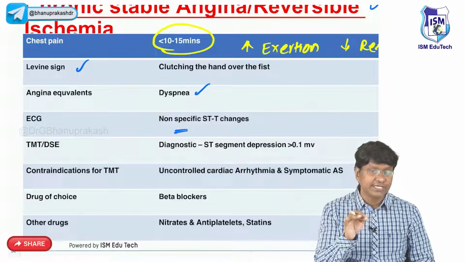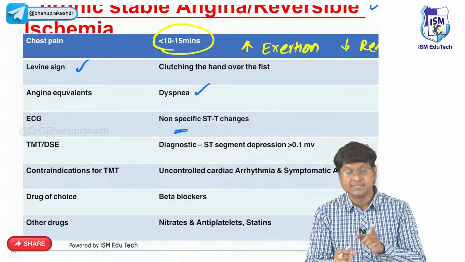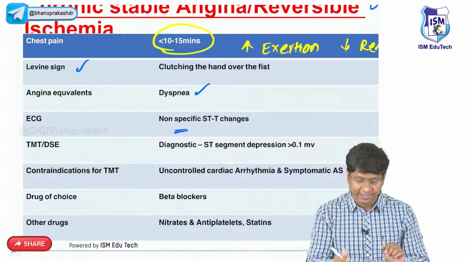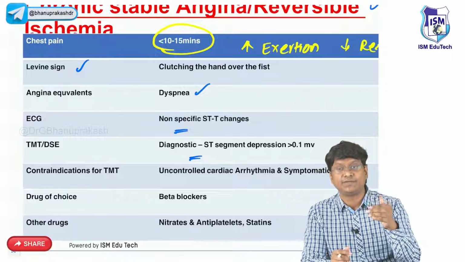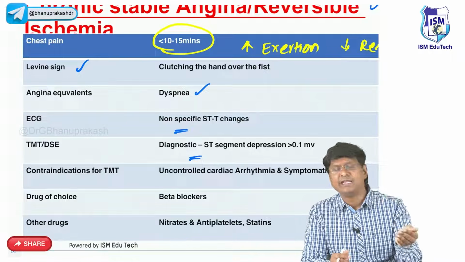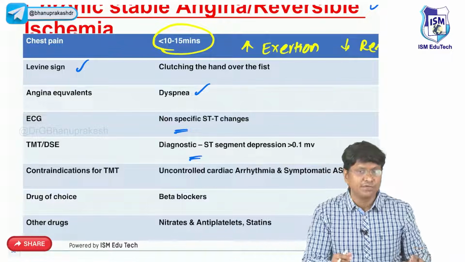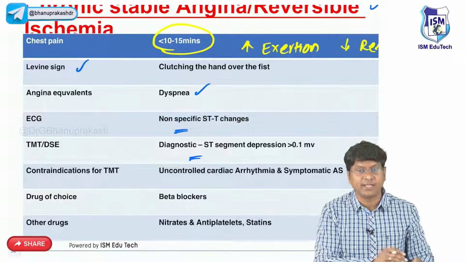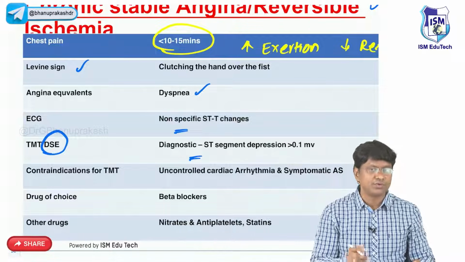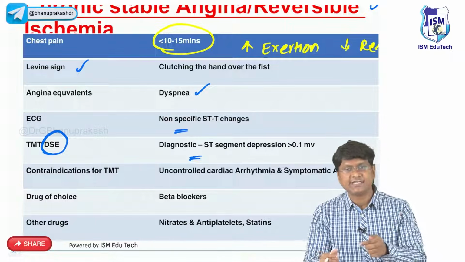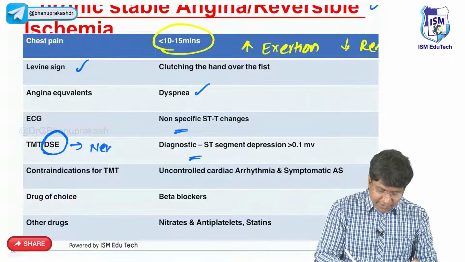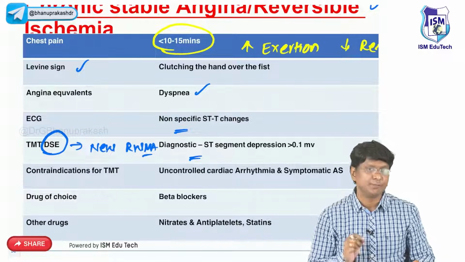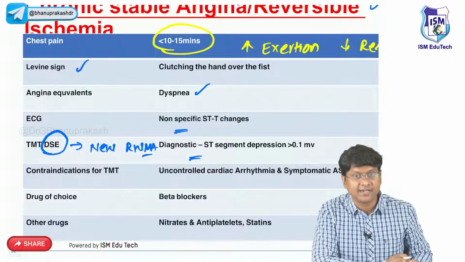Then what will be the diagnostic investigation for chronic stable angina? That is the treadmill test or dobutamine stress echo. When you do a treadmill test, if you have development of ST segment depression of more than 0.1 millivolts, then the TMT is positive, suggestive of an underlying coronary artery disease. Then what is dobutamine stress echo? You start the injection of dobutamine that will increase the heart rate. If there is development of a new regional wall motion abnormality, then we consider the DSE to be positive, which is suggestive of an underlying coronary artery disease.